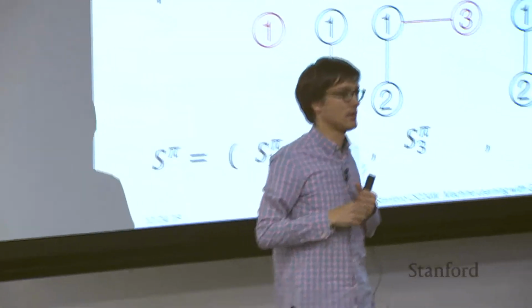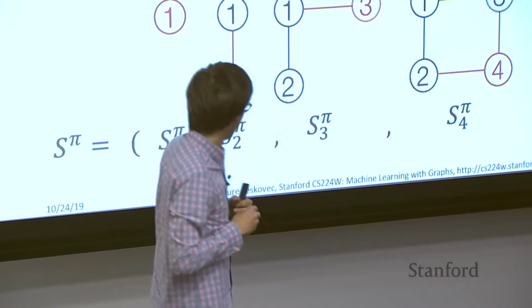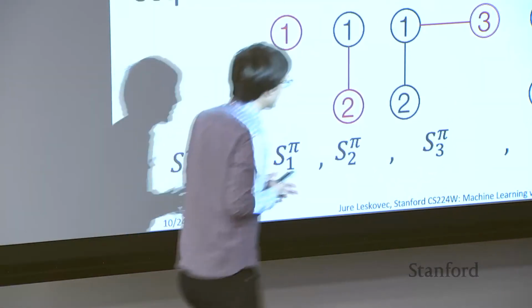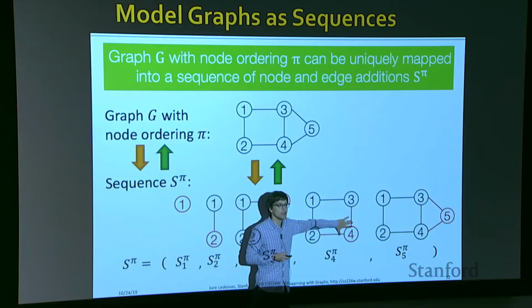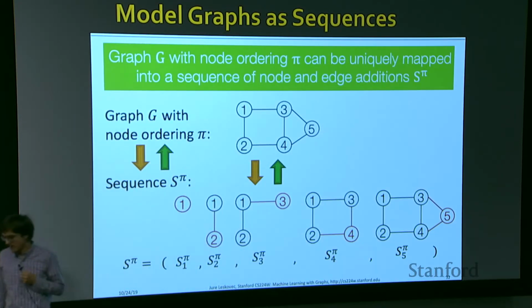Yes? Are we able to add multiple edges in one step? Or are we adding one given edge and one node per step? We are adding, so for example, here notice we need to add 2 edges per step. Right? So we will be adding multiple edges per step.